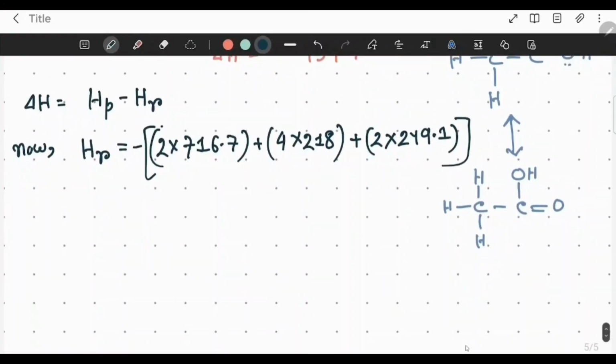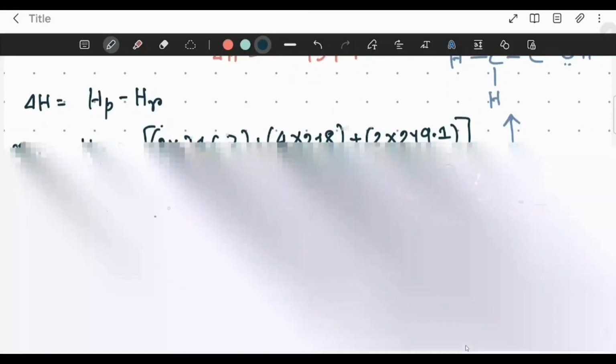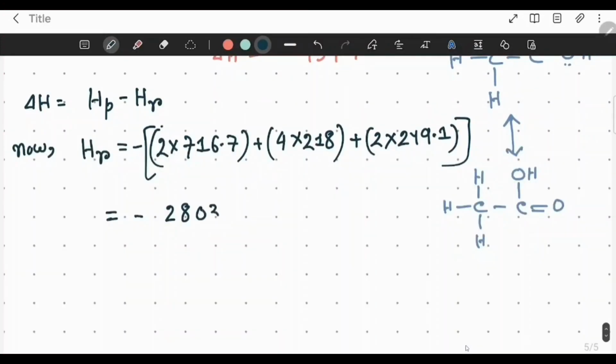Okay, so now we have to calculate this. It will be eventually 716.7 into 2 plus 218 into 4 plus 249.1 into 2. So it is minus 2803.6 eventually in kilojoule, because all the data was given in kilojoule. This is HR.